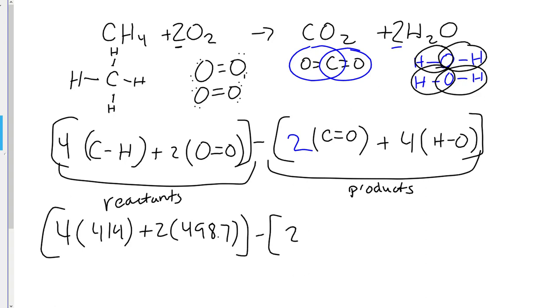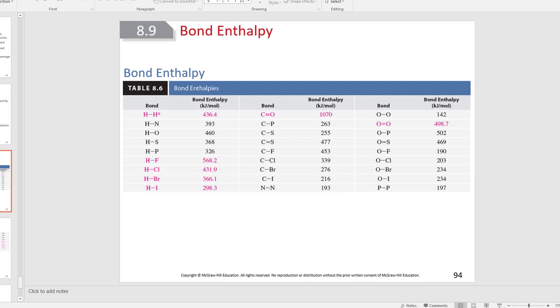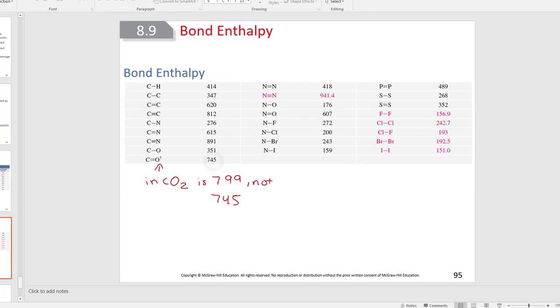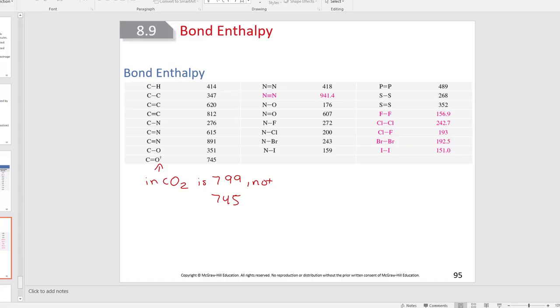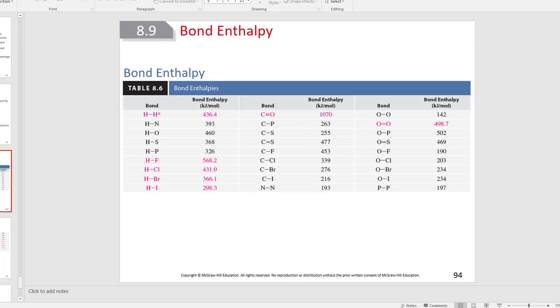Minus, open brackets. Now, we have carbon-oxygen double bond. So going to our table, are we going to use the 745 or are we going to use the 799? Which one? 799, good, because it is carbon dioxide. So we're going to use the 799 value. And last one, hydrogen, oxygen, single bond. Hydrogen, oxygen, single bond right there is 460.